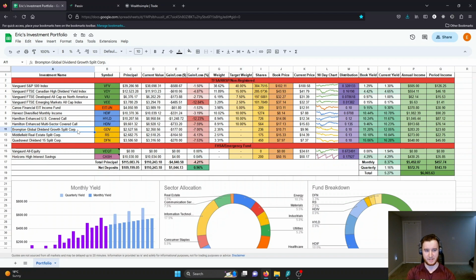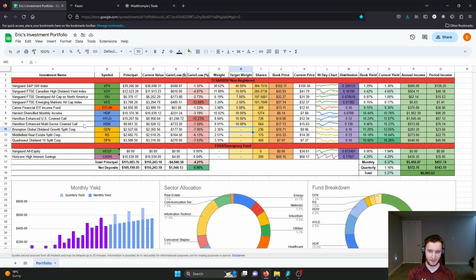While these do give me good income, for example, in DFN, I only have 3,500 invested in it. It's giving me $45 a month. That's great and all, but I won't be adding to these unless there's a significant reduction in the premium relative to the net asset value. So that's why I have dashes here in the target weight, because I don't plan on adding any money into these anytime soon. They're just sitting there. They give me good income every month, so I'll just leave it at that.